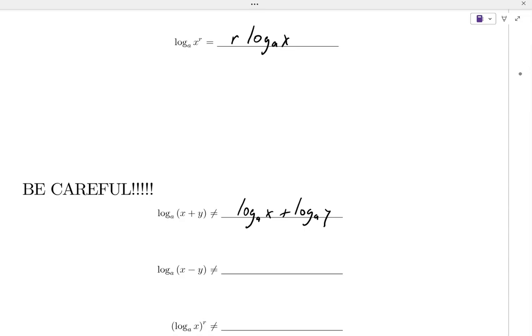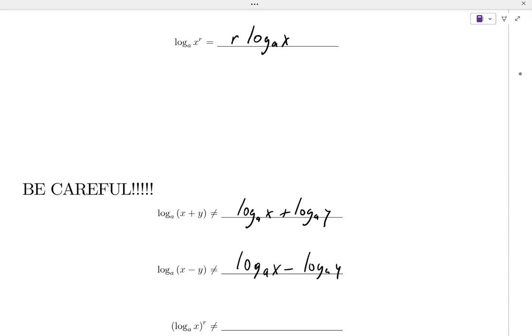Logs do not break up over sums, just like square roots do not break up over sums. Just like exponents don't break up over sums. You cannot break this up. So similarly, the second one here does not break up over subtraction. Okay. We already have expressions for these two things. This would be log base a of x times y. This would be log base a of x over y. Okay. They do not break up.